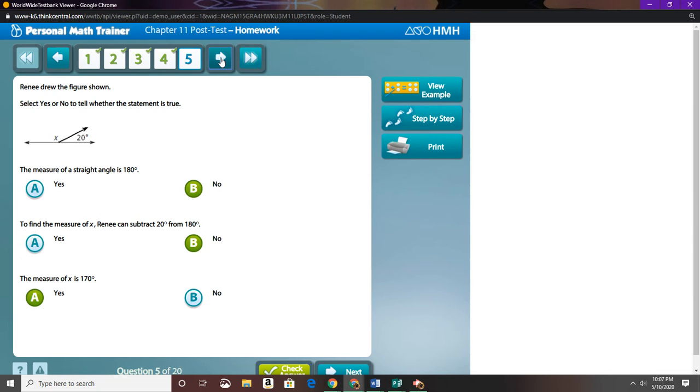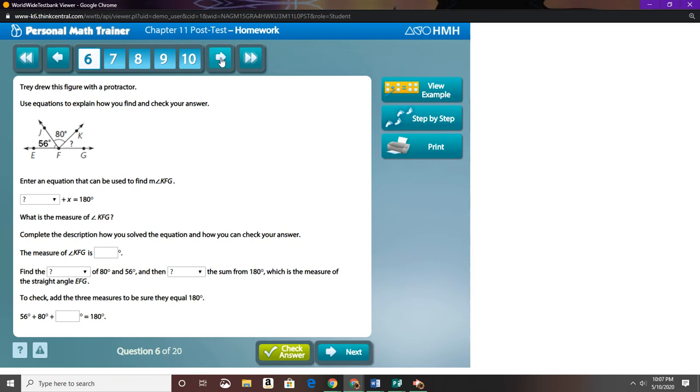Question 6, we had 3 people miss. Use equations to explain how you find and check your answer. Enter an equation that can be used to find the measure of angle KFG. So the measure of KFG, something plus x equals 180.